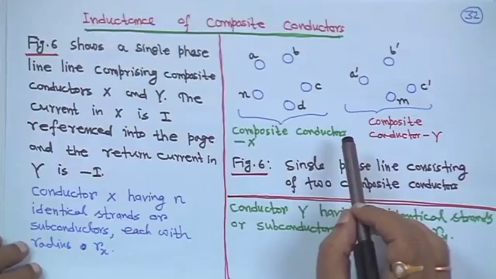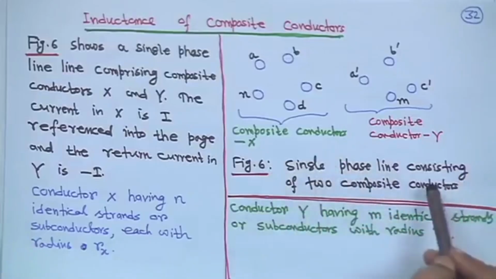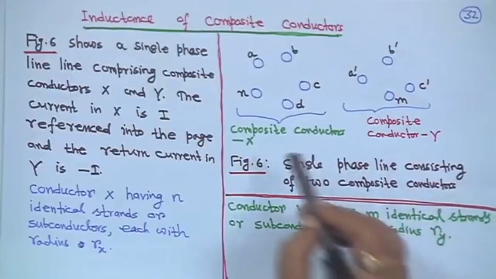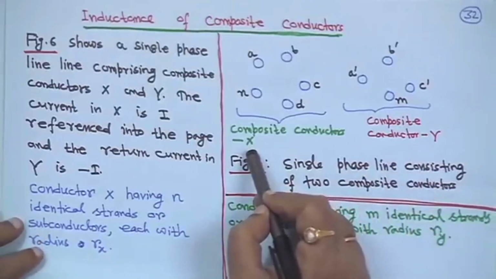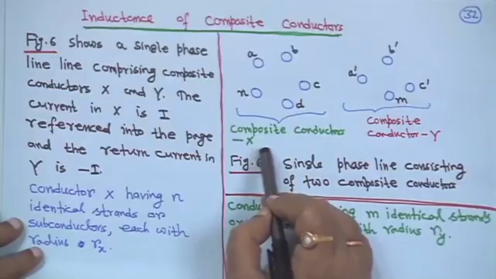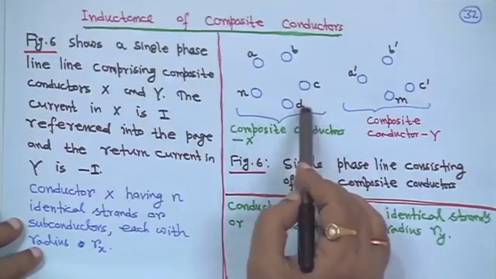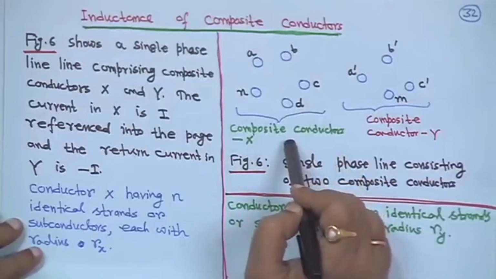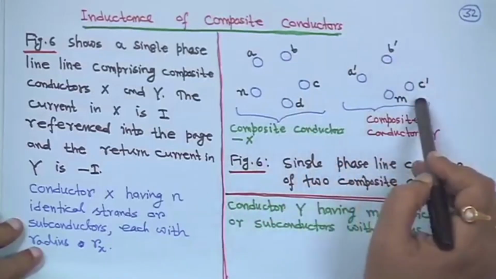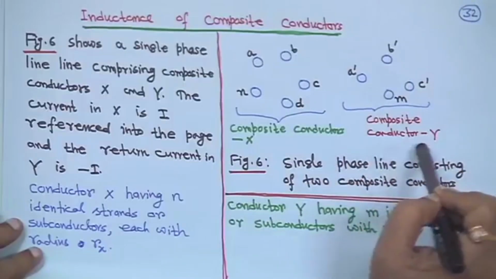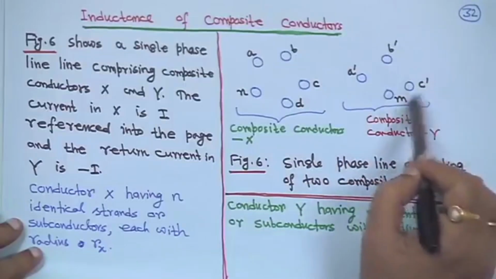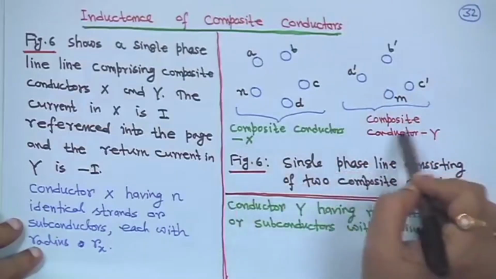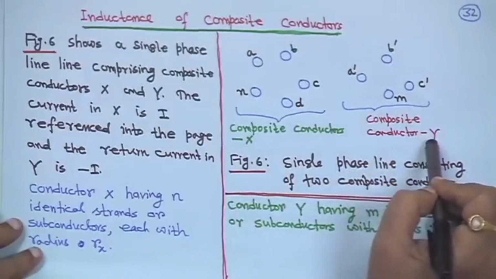Suppose this is your figure 6, a single phase line consisting of two composite conductors. This is composite conductor X. Suppose you have A, B, C, D up to n number of conductors in this group. Here also A dash, B dash, C dash up to m, you have another group with m number of conductors, and we are calling this composite conductor Y.